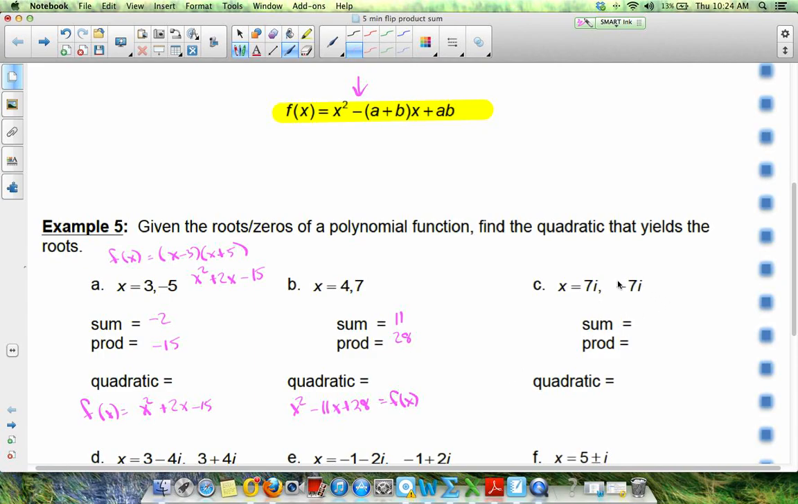Where it starts becoming a time saver is where we're in imaginary numbers or irrational numbers, because those always will have its conjugate as a solution also, and the product sum rule can be a time saver there. So my sum here is 0. My product is negative 49i squared. Well, negative 49i squared, we never leave i raised to a power, so that becomes positive 49. So this will build to f of x is equal to x squared minus 0x plus 49.